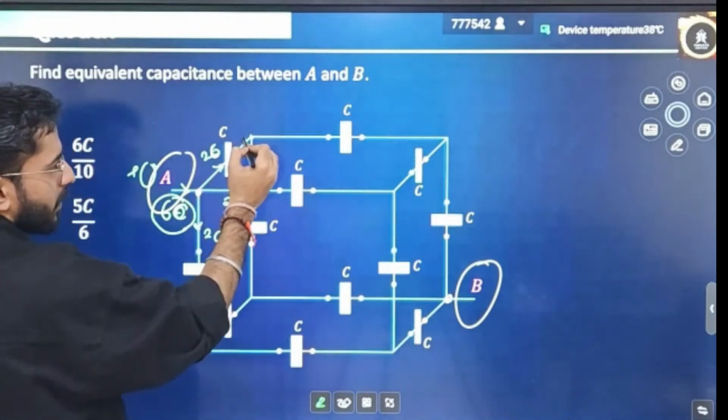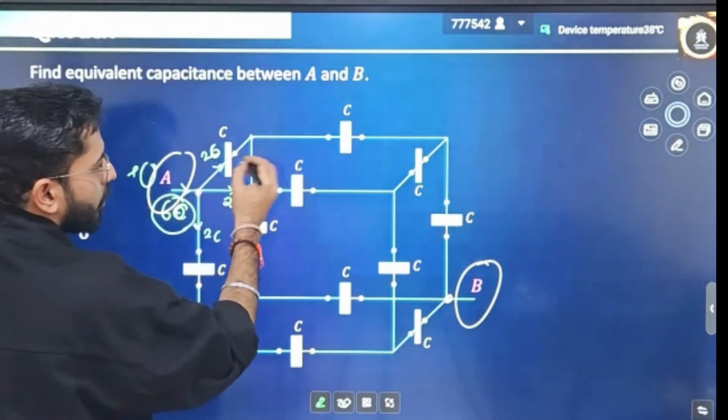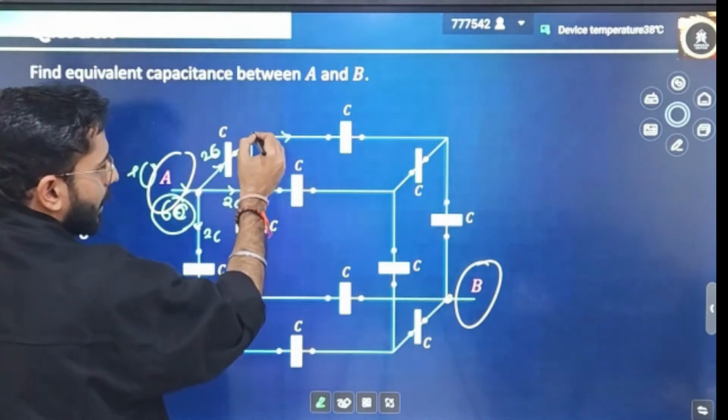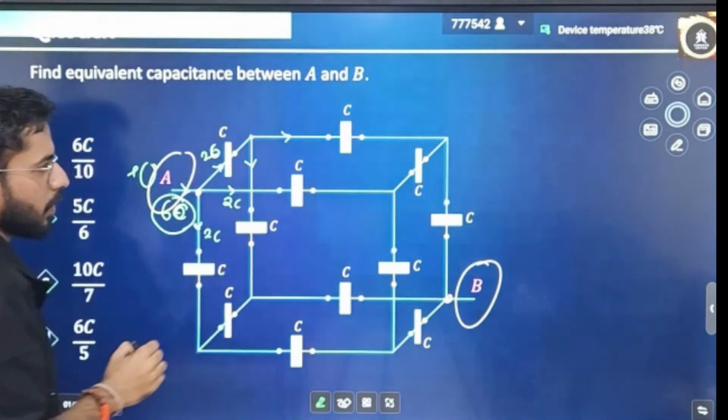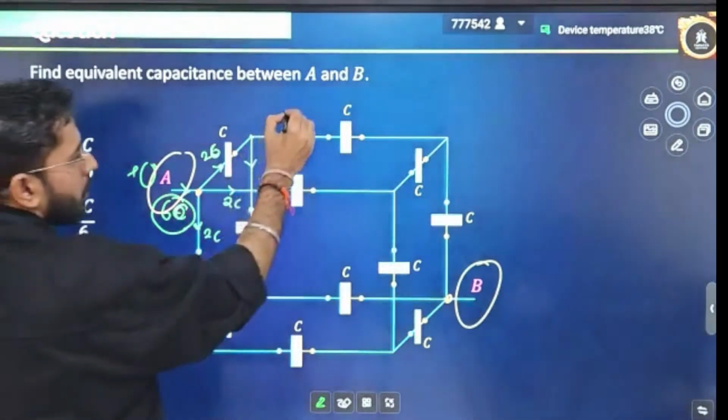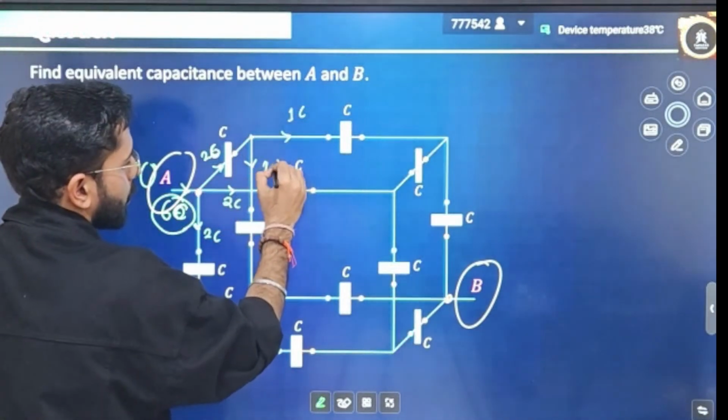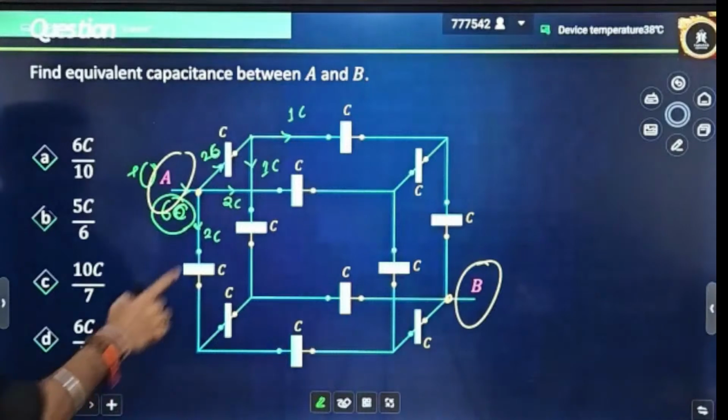Till here how much coulomb charge is coming? 2 coulomb. Now from here how much charge is distributed? Again it is distributed into 2 combinations. Here it will be going 1 coulomb charge, here it will be going 1 coulomb charge. This circuit is also done.